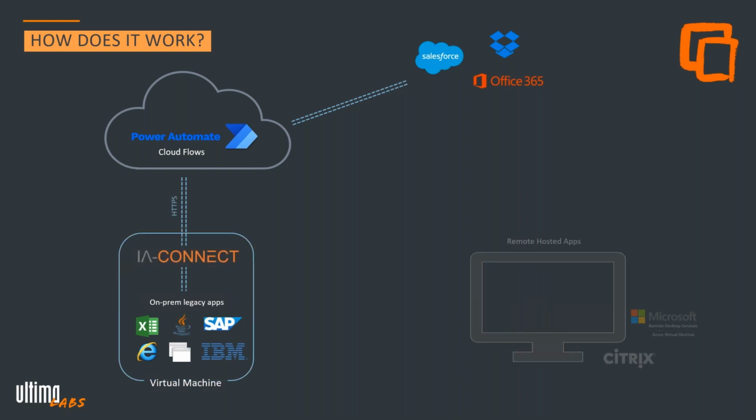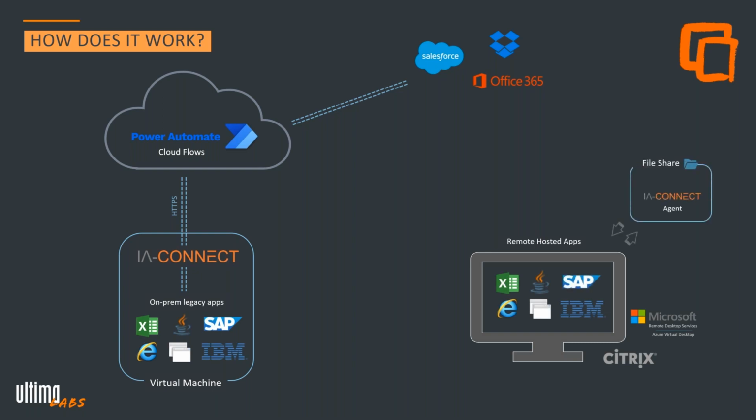And then if you have any applications that are harder to get to because they're hosted remotely somewhere, that could be Citrix, that could be Microsoft RDS, it could be Windows Virtual Desktop, which of course is now called Azure Desktop.